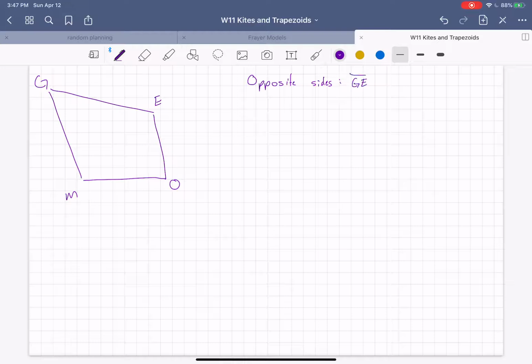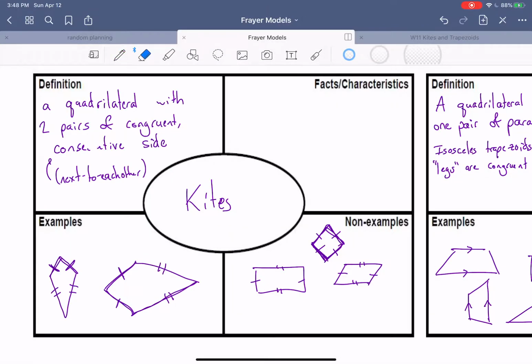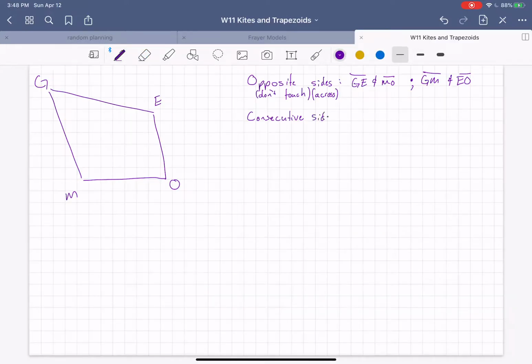We have this shape. So we have sides that are opposite from each other. All right, GE and MO are opposite because they don't touch. Right, they're across. That also means GM and EO are also opposite. The other vocab word for sides is consecutive, which we already used in our definition of our kite. Consecutive sides, those are the ones that touch. So we have GE is consecutive with EO. GE is also consecutive with GM. MO is consecutive with EO, and MO is consecutive with GM. So there's 4 pairs of consecutive sides.